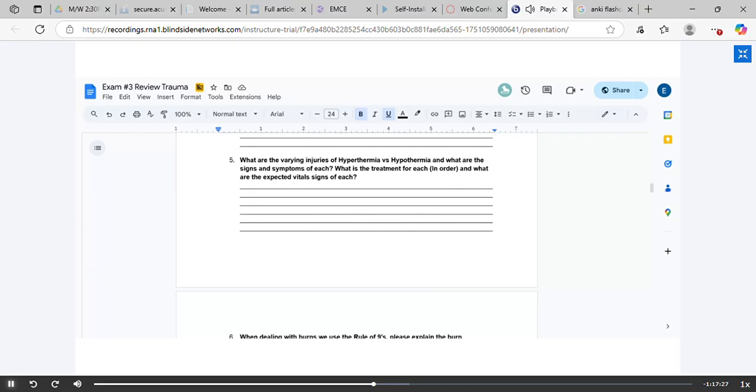So those are little things you have to think about, okay? Not only will the cold affect your patient, but the cold will affect you, right? So be careful in handling your patient, but get them out of the cold as soon as possible.